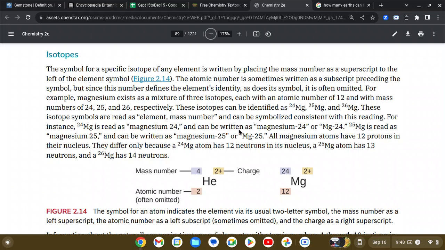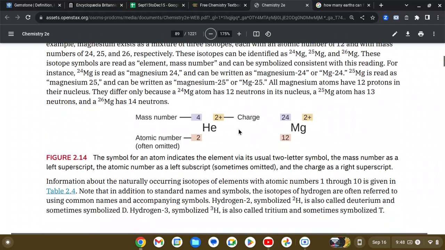These isotope symbols are read as element, mass number, and can be symbolized consistent with this reading. For instance, 24Mg is read magnesium 24 and can be written as magnesium-24 or Mg-24. 25Mg is read as magnesium 25 and can be written as magnesium-25 or Mg-25. All magnesium atoms have 12 protons in their nucleus. They differ only because a 24Mg atom has 12 neutrons in its nucleus, a 25Mg atom has 13 neutrons, and a 26Mg has 14 neutrons.